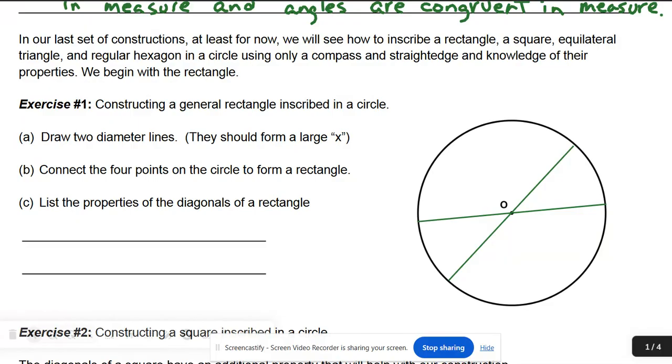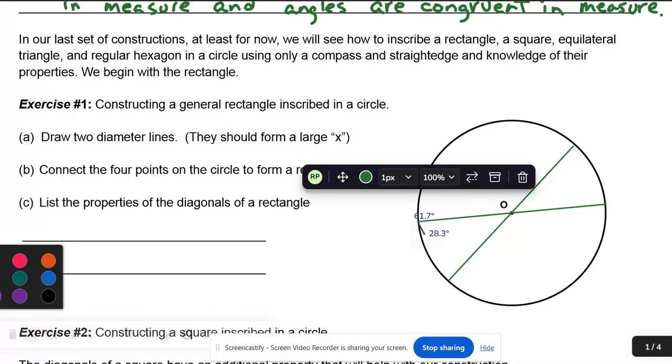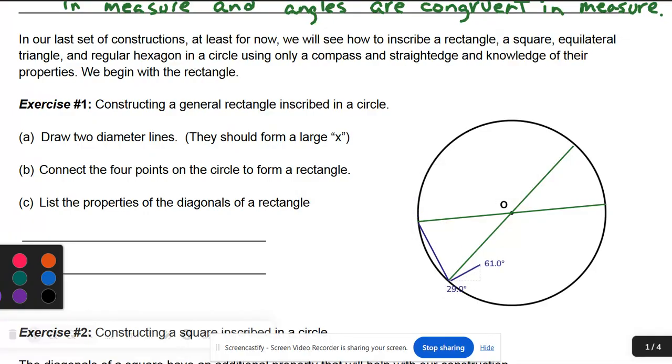Connect the 4 points to form a rectangle. I'll go from this point. Oops, let me get my straight line tool just to make it a little more official. You guys can use a ruler. So if I connect this point to this point, and this point to this point, and this point to this point, and this point to this point, I get a nice rectangle.